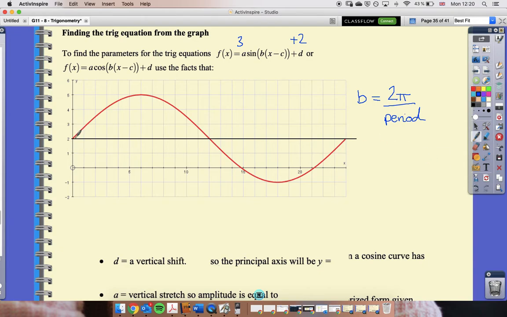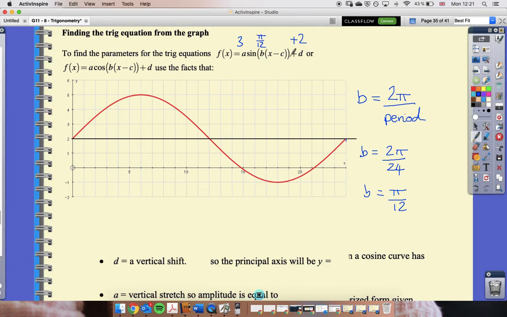So what is the period? Well, the period is how long a whole wavelength is. So looking at this axis, 20, 21, 22, 23, 24. So the period is 24. So my B value is 2 pi over 24, which is pi by 12. Okay, so that is pi by 12.